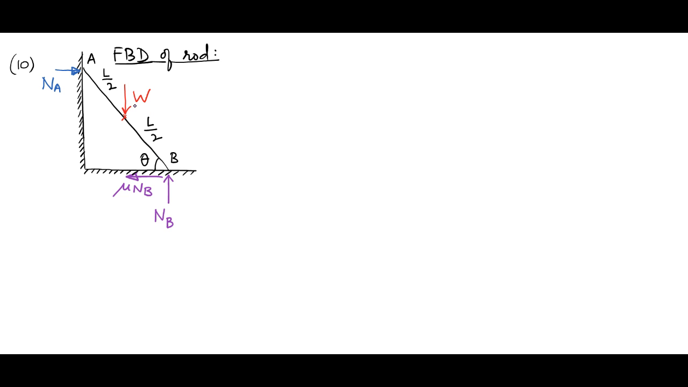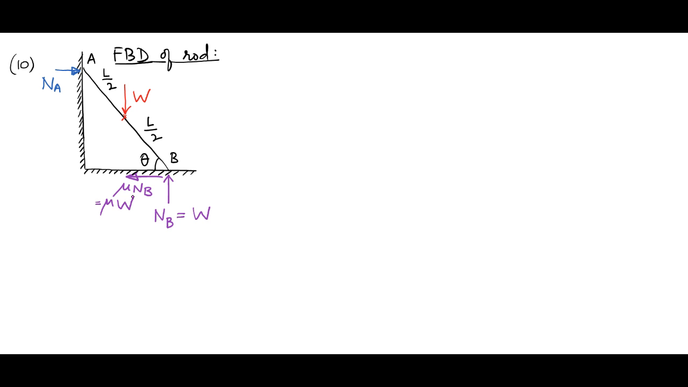So the first equation we'll use is sigma Fy is equal to 0. So the forces in the vertical direction must balance, and there are only two forces in the vertical direction. One of them is the weight vertically downward, the other is the normal reaction NB at the lower end. So naturally, for these forces to balance, NB must be equal to W, and when this happens, mu NB is naturally equal to mu times W.